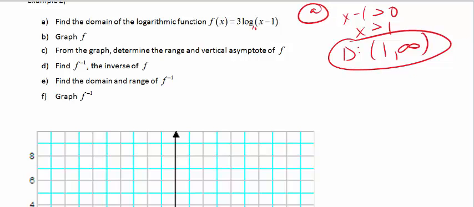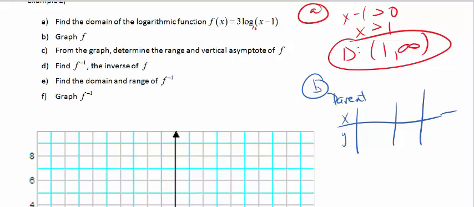Okay, so we need the graph, which means first we need our parent function. So we have x and y. And since we're switching, this will be negative 1, 0, and 1. This will be 1 over a. A is our base. And since it was invisible, we know it's 10, so 1 over 10, 1, and 10. So now we need our transformations. We have h. We are going right 1.